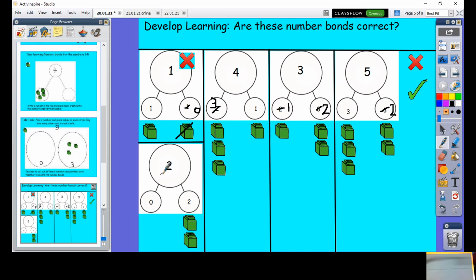Okay, look at my last one here, boys and girls. I put a 2 here, a 0, and a 2. Is that right? Yes, because I've got 2 cubes, so I know that 0 and 2 makes 2.